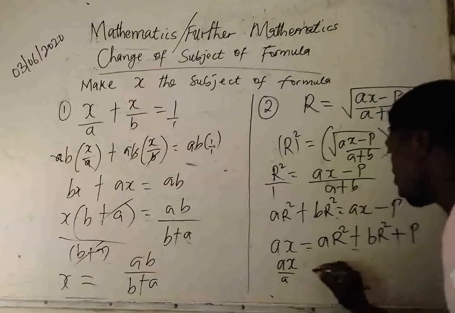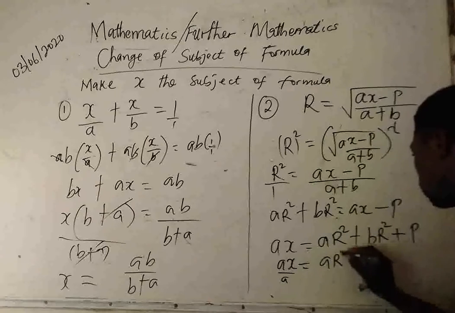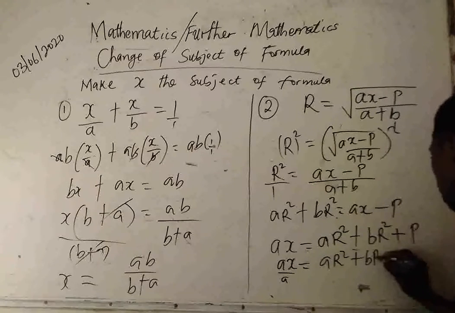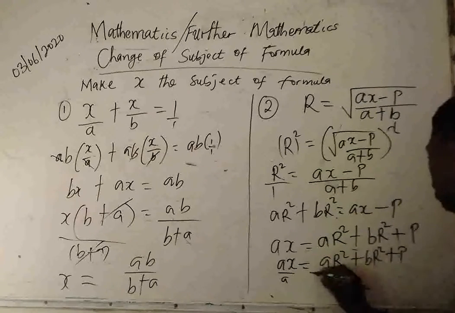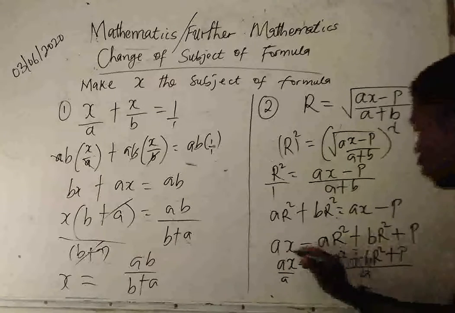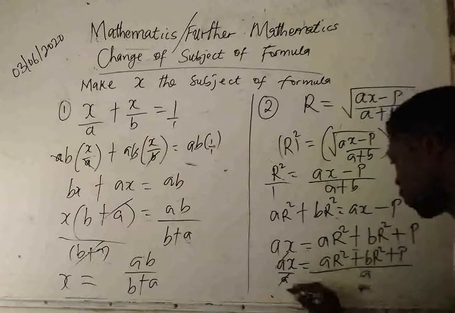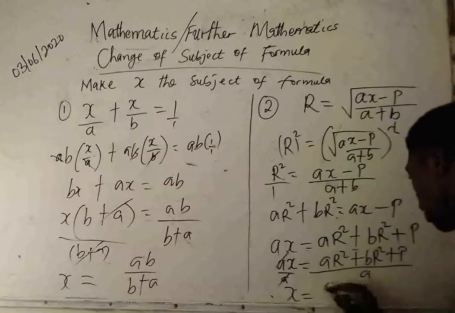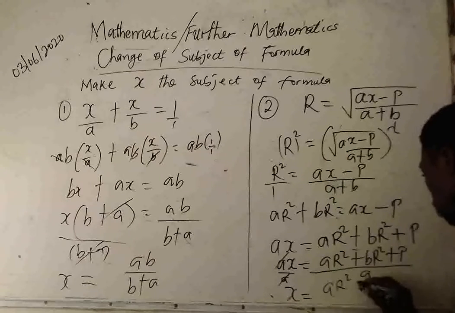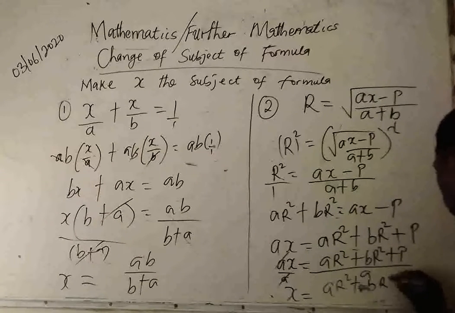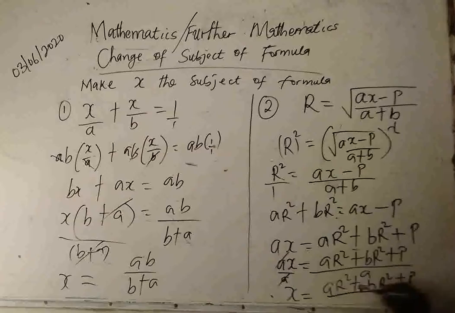So we have ax over a equal to ar squared plus br squared plus p, everything over a. And when this cancels this off, we are left with x equal to ar squared plus br squared plus p all over a as our final answer.